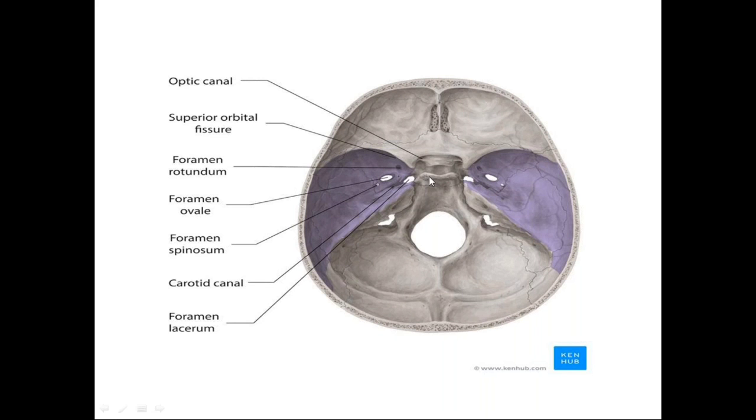The sphenoid bone is butterfly shaped, having the body forming the central part, and these are the wings. This is the lesser wing and this is the greater wing of the sphenoid. Now you have the foramina within the middle cranial fossa: foramen rotundum, foramen ovale, then foramen spinosum, then foramen lacerum or carotid canal. Now this is the body of the sphenoid. It has the hypophyseal fossa or pituitary fossa for the pituitary gland. Then you have the opening of the optic canal here only.